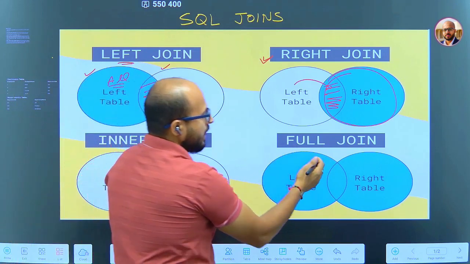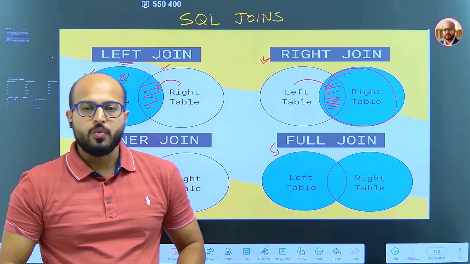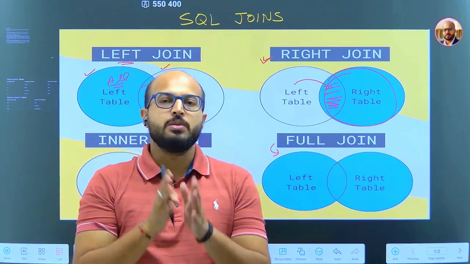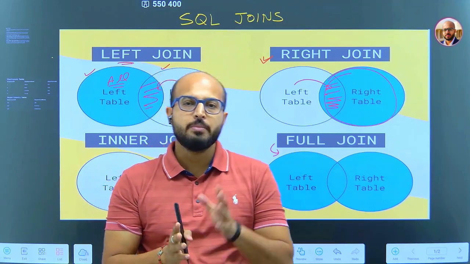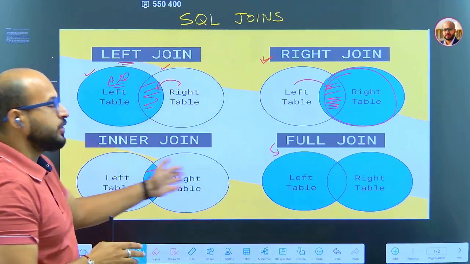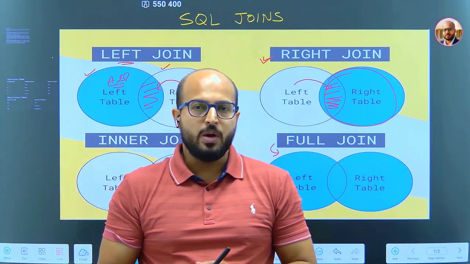Then finally you have your full join, where you will get all the records from both the tables. Whenever you are joining, you are joining based on a common column between both the tables. Based on that you are joining it. And how will you decide which join you should use?